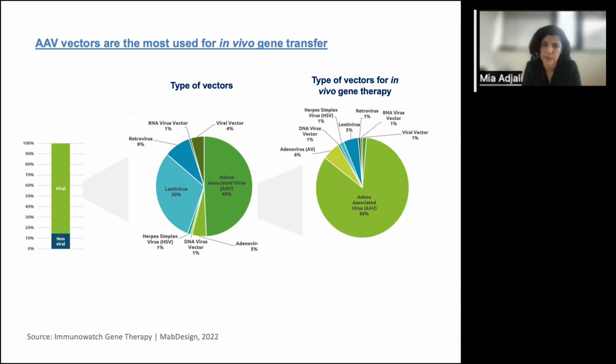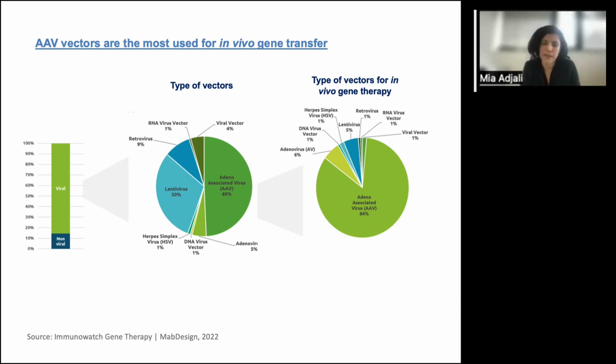And one reason is that we have at least 30 natural different serotypes for AAV vectors and hundreds of variants. And we can choose, let's say, à la carte, the serotypes based on their tropism, on their cell specificity. And we can also play with different routes of delivery to administer the therapeutic vector in the target area, in the target tissue.